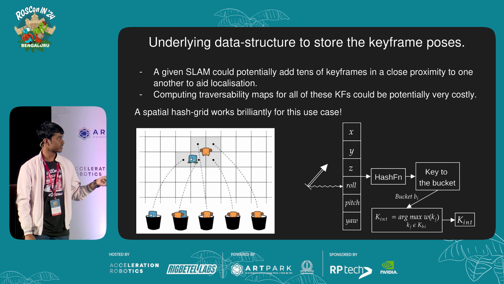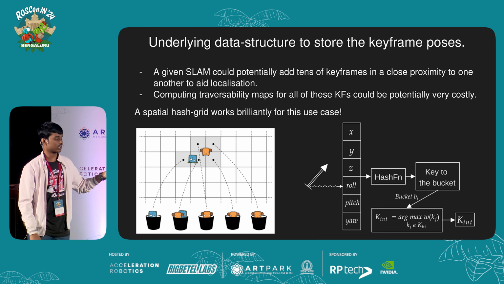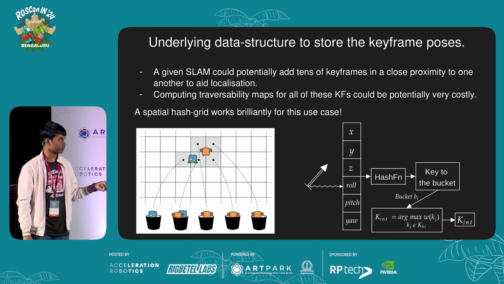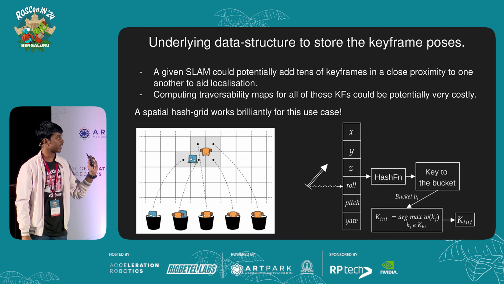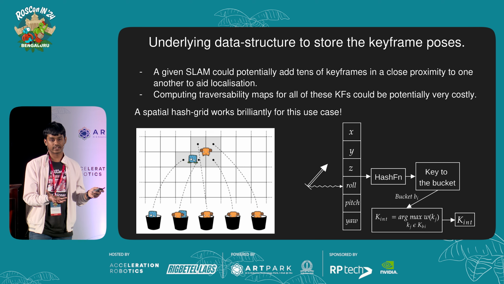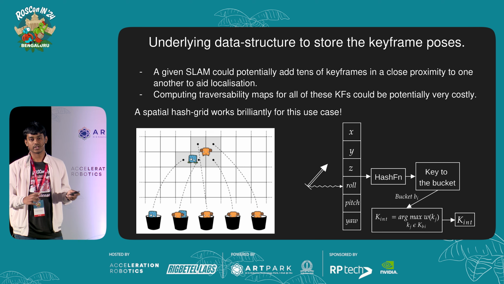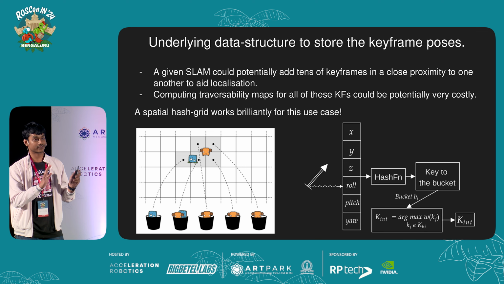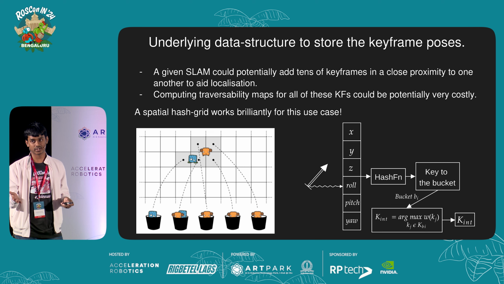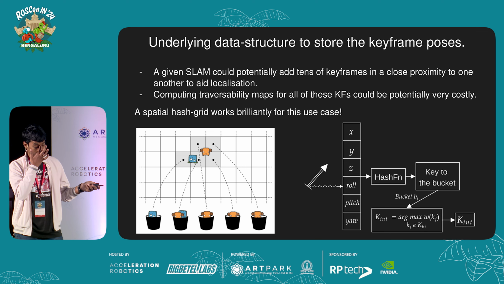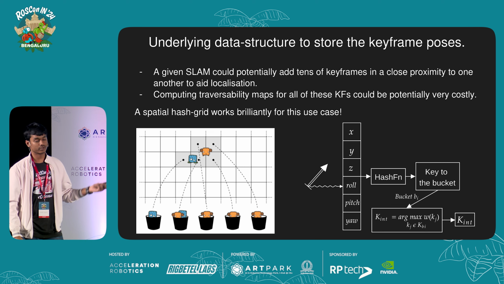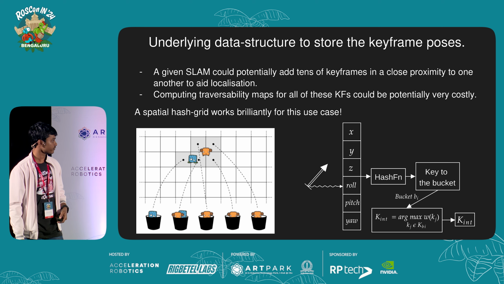What you try to do here is you use the 6 metrics that any given pose gives you: x, y, z, and the roll, pitch, yaw. You pass it through a hash function, and that gives you a key to the bucket. And many different keyframes get accumulated in a bucket, and only one keyframe from each bucket is used. So regardless of any number of keyframes, only the most important one is used. And to decide which is the most important one, you can obviously define your own metrics. For me, it was how many connections the keyframe makes in your pose graph.